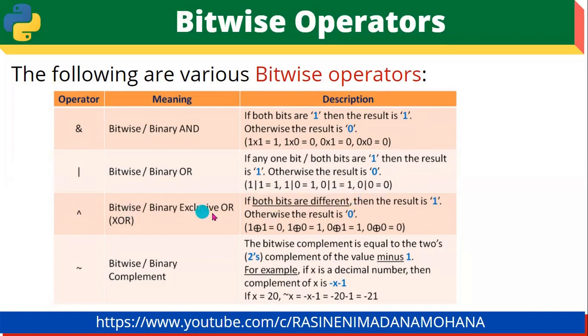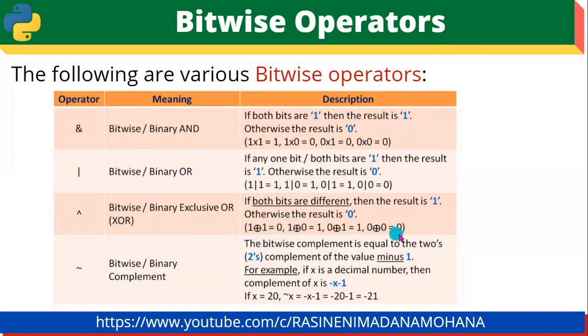Then the next operator, the exclusive OR operator, is denoted by the caret symbol. This can be written as bitwise or binary exclusive OR. Here, if both bits are different, that means a 0 1 or 1 0 combination, then the result is 1. Otherwise, the result is 0. That means if both are the same, both 0 or both 1, the result is 0. If both are different, either 0, 1 or 1, 0, the result is 1. That is called exclusive OR.